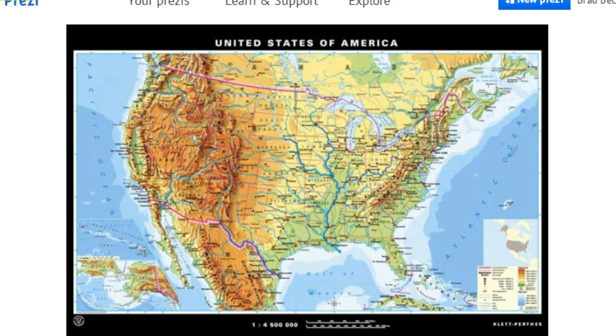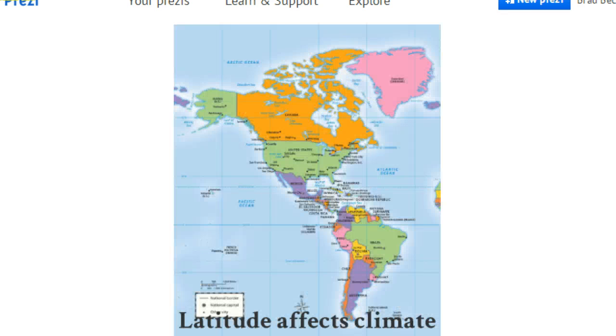Now, the major point of this U.S. geography lesson is to look at the major physical features of the United States, because we're going to look at the impact of geography on the settlement of the United States and the economy of specific regions.